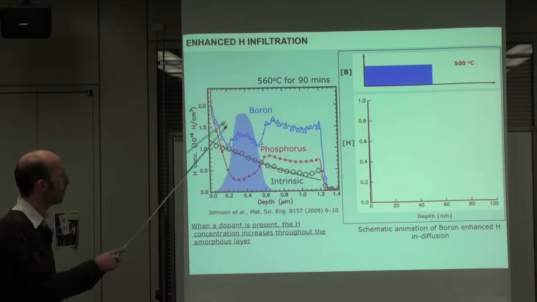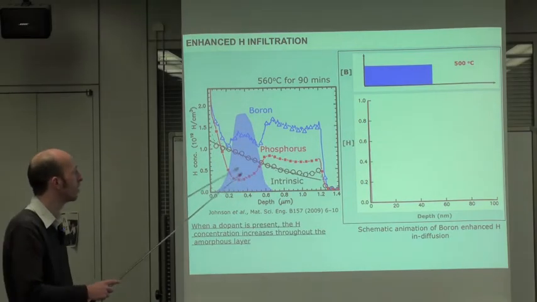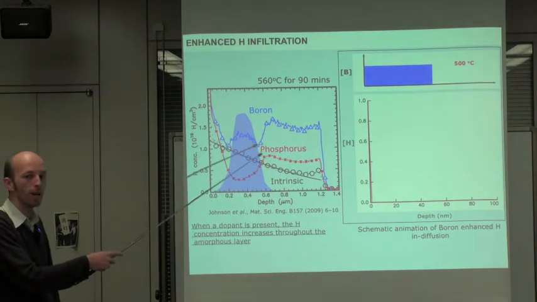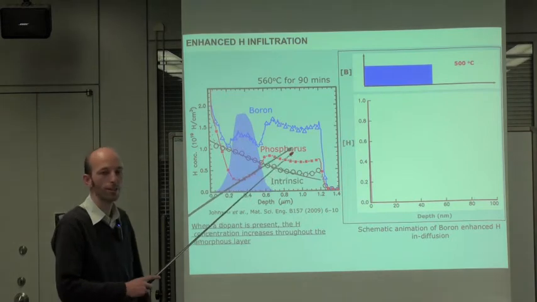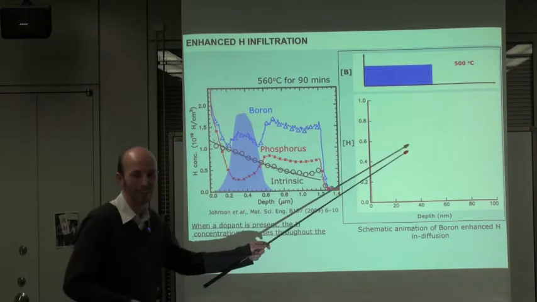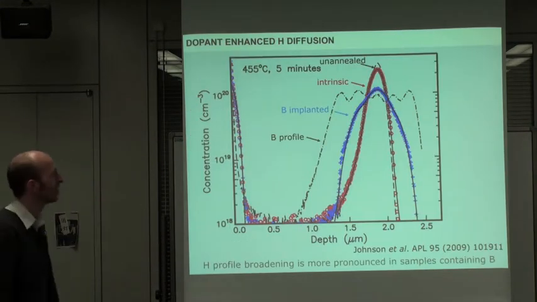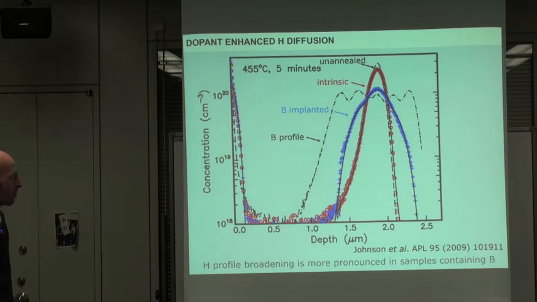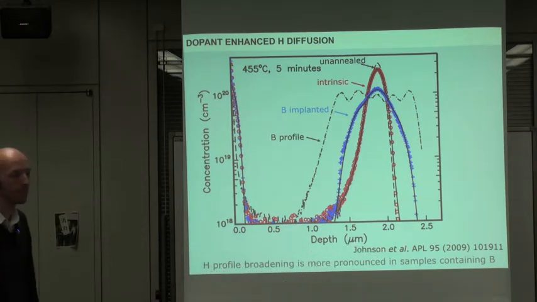But if you have phosphorus or boron in the near surface layer, which is a situation you might meet when making a shallow junction, then we find that the hydrogen concentration is increased. I had an animation there, but it doesn't work. So this is just some of the data that we were able to publish recently, I think probably a couple of months ago that came out.